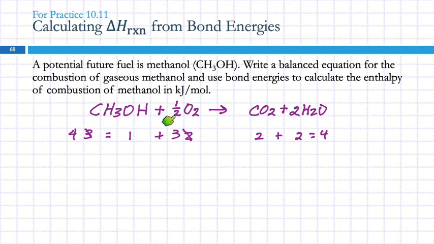Well, to get rid of this fraction, if I multiply this by 2, the fraction goes away. So I need to multiply everything by 2. So I'm going to multiply this by 2, and that becomes a 1, and this becomes a 2, and that becomes a 4.